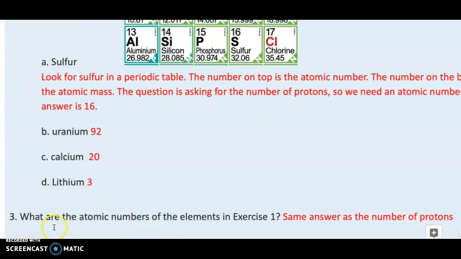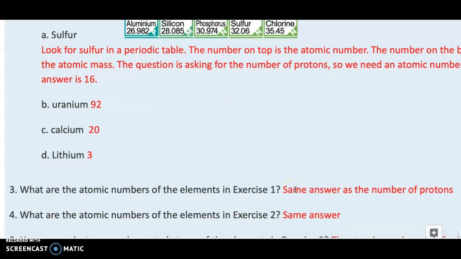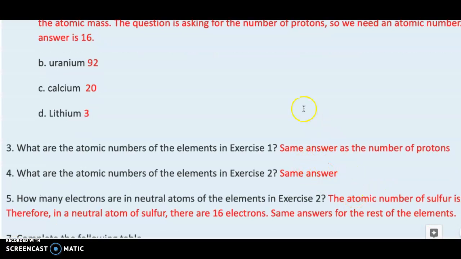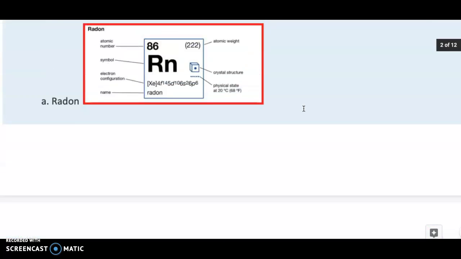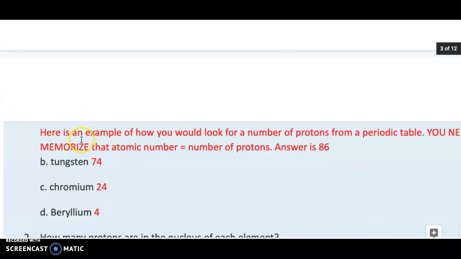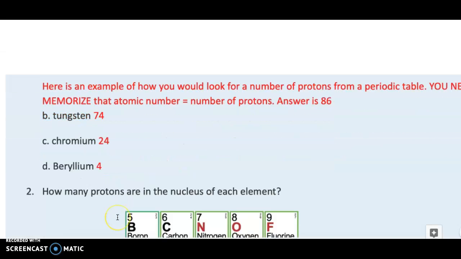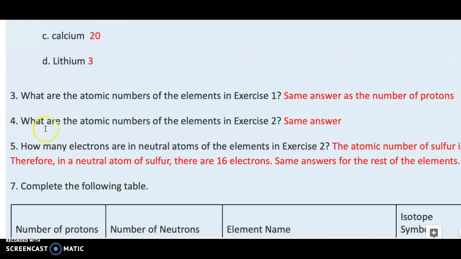Okay, so question 3 is asking, what are the atomic numbers of the elements in exercise 1? This is pretty much the same answer, and we just talked about it. Same answer as the number of protons, and same number as you would be looking in the periodic table. So, just look it up again. Question 1, where is it? 86, 74, 24, and 4. Absolutely the same answer for exercise 2.